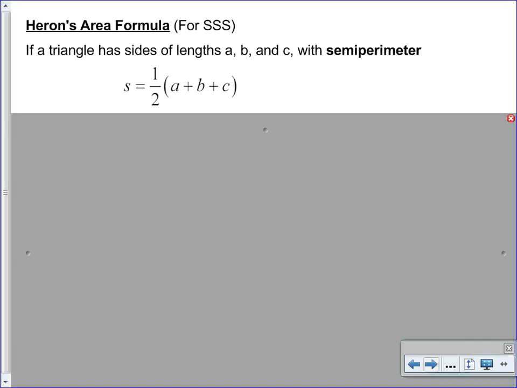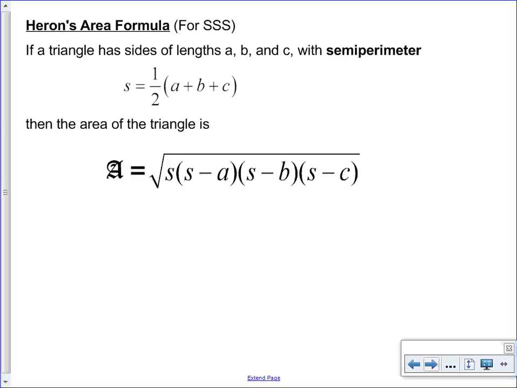Step 2, big square root problem. You take the square root of the semi-perimeter times the difference from each side. So it's S minus A, S minus B, S minus C. The semi-perimeter should always be bigger than all 3 sides, so that way you won't get any negatives. That's area.